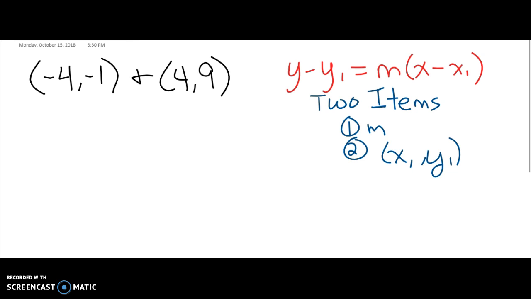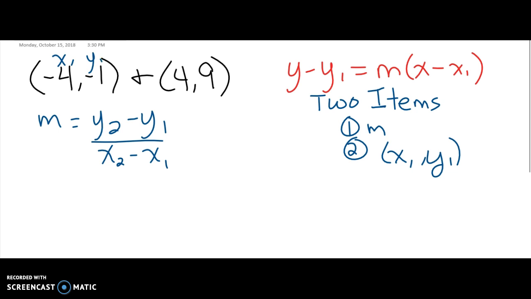So here in this problem, I'm given 2 points, but I'm not given the slope. However, I know that if I have 2 points, I can find the slope. The slope can be found by using this formula. It doesn't matter which point you use as your first point or which point you use as your second point. You just have to stay consistent. So I'll let this one be my first point and this one be my second point.